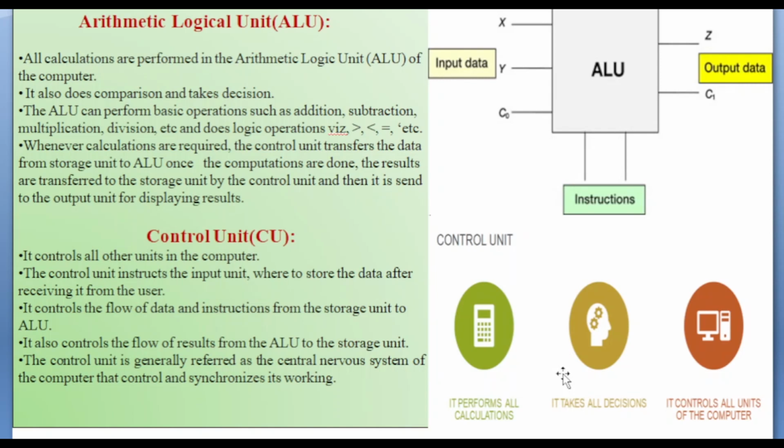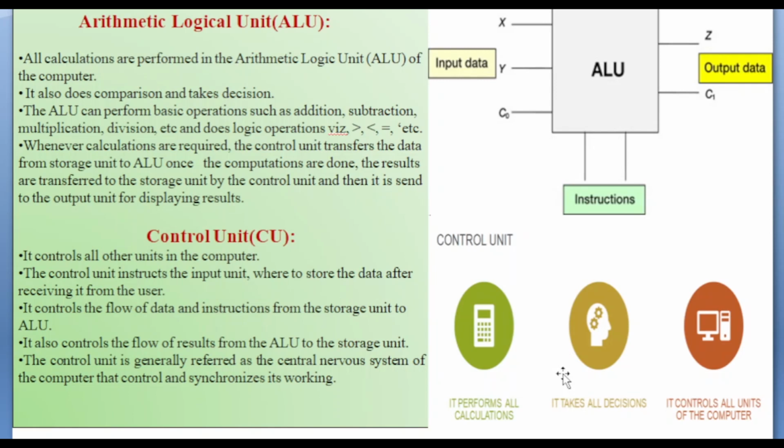Whenever calculations are required, the control unit transfers the data from the storage unit to the arithmetic logic unit. Once the computations are done, the results are transferred back to the storage unit by the control unit and then sent to the output unit for displaying the result.